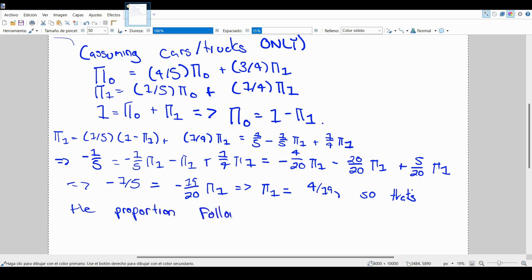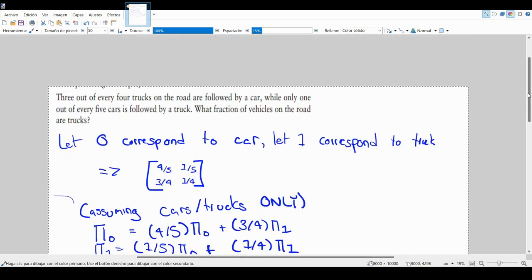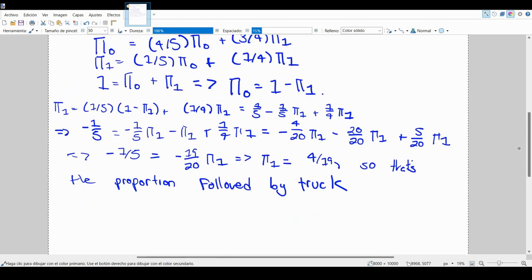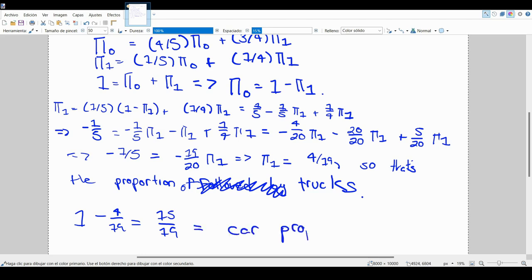Or that is the proportion that is a truck, excuse me. We are done. However, we can note that 1 minus 4 over 19 equals 15 over 19, which is the car proportion. And that is all we needed to prove. So we are done.